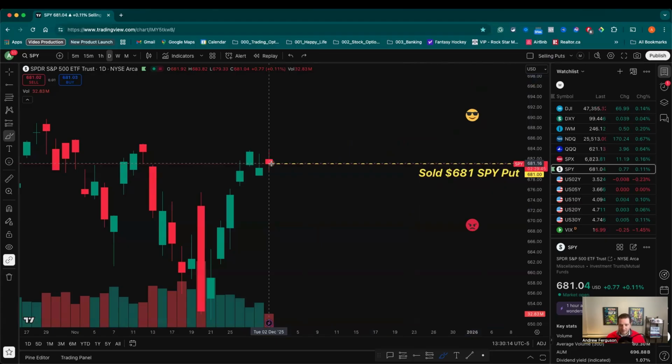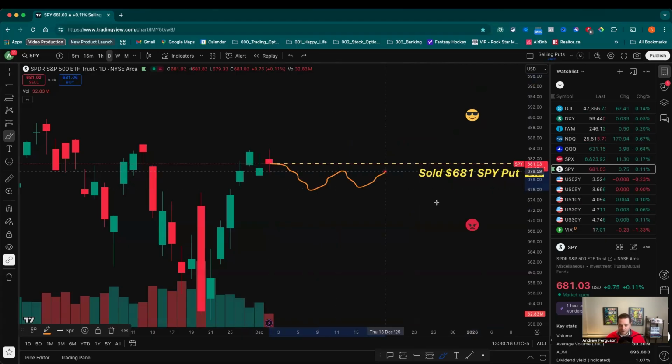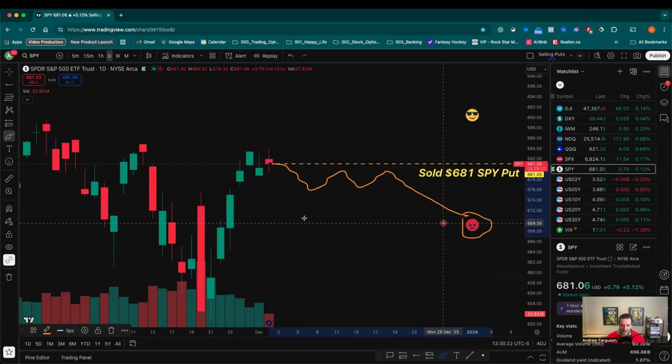So we just repeat the process all over again. But if the price of the SPY does go down and drops and stays below 681, maybe it comes down here to 670 by our angry face down here, that means we have to buy 100 shares of the SPY at 681.